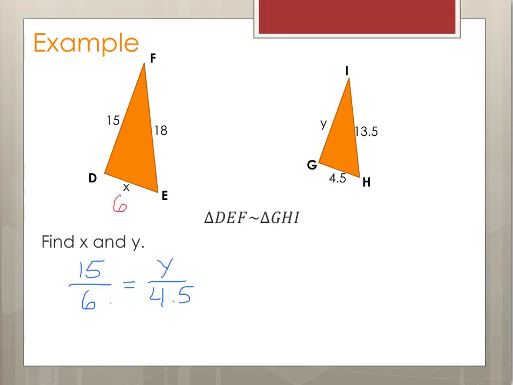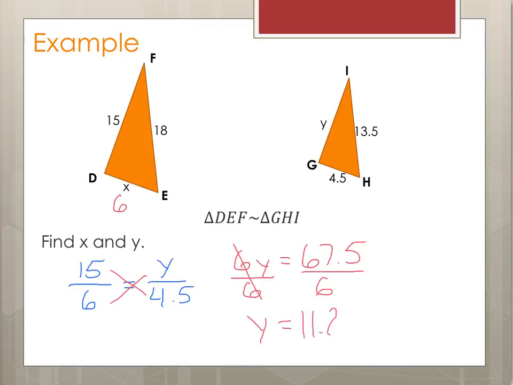Now, time to find the cross products. Here we're going to have 6y equals 15 times 4.5, which is 67.5. Okay, we'll divide both sides by 6. Cancel out here to get y. And then 67.5 divided by 6 is going to be 11.25. So by using proportions, we're able to find both the missing lengths for these triangles. X was 6 and y was 11.25.